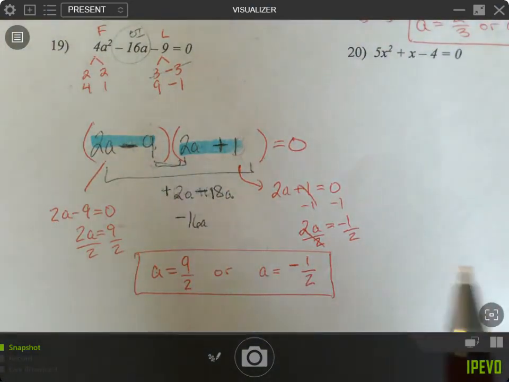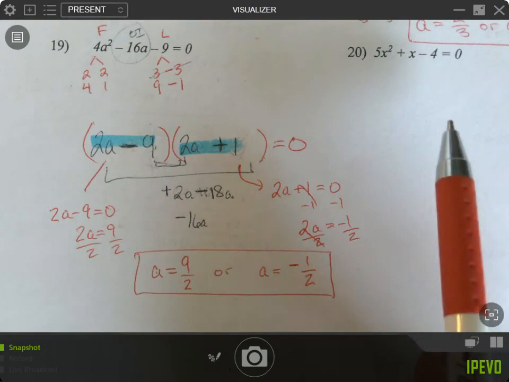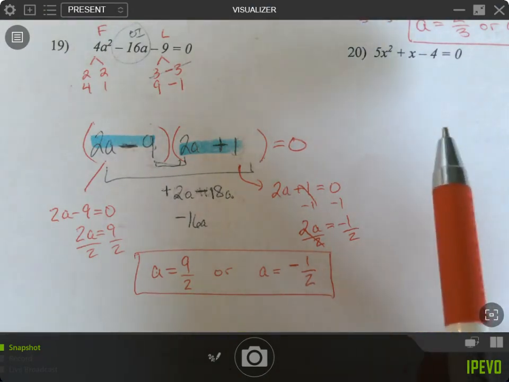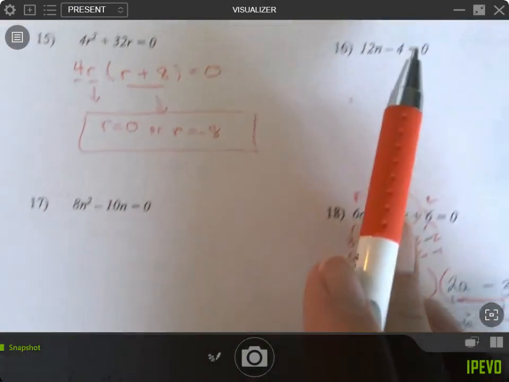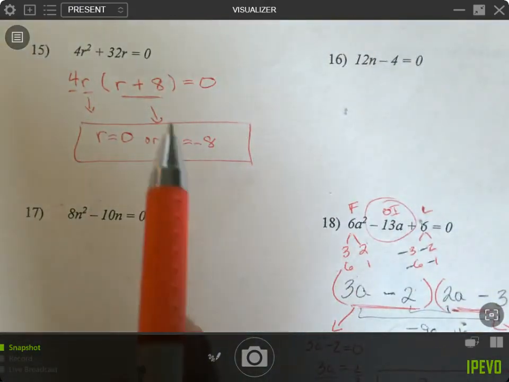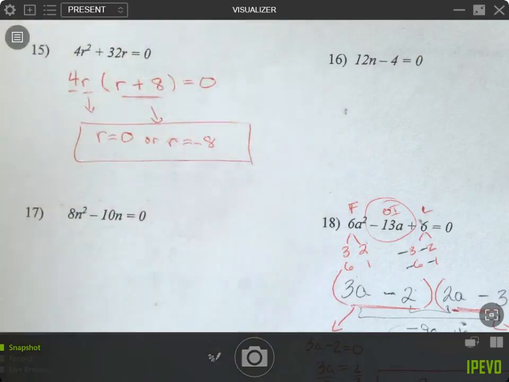So the only other one that's going to give you a little bit more work is number 20 for the factoring. But I will say when you do 17 and 16, it's just a GCF, but you have to double check what you have in parentheses to make sure your answer's right.